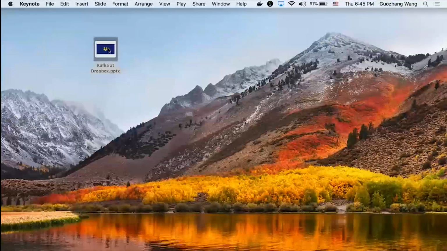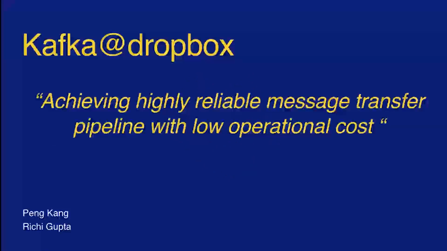Hello everyone, I'm Richie and this is my colleague Pang. We are from Dropbox, and at Dropbox our team owns the message transfer pipeline and data processing platform powered by Kafka and Spark respectively. Today, we're going to talk about how we achieved a highly reliable message transfer pipeline at Dropbox with very low operational cost.